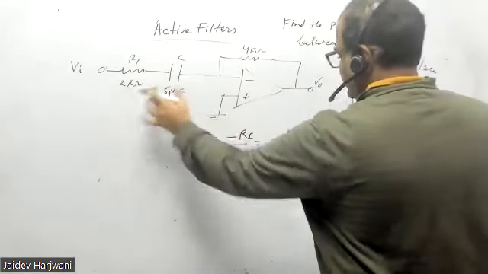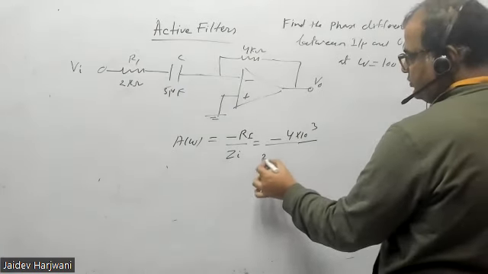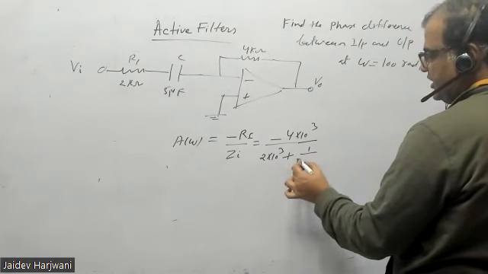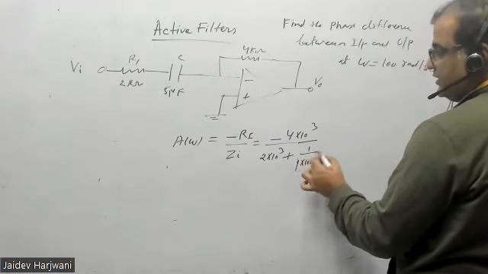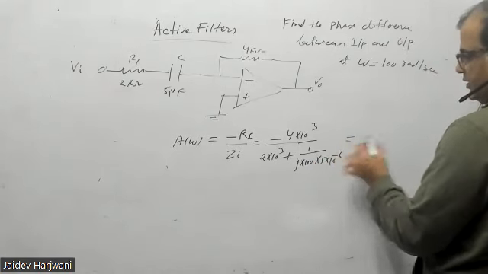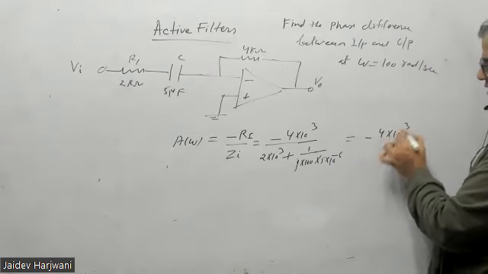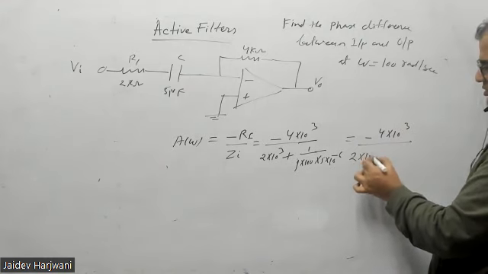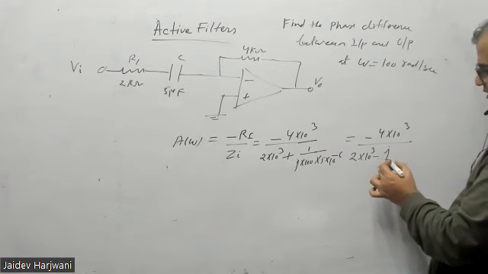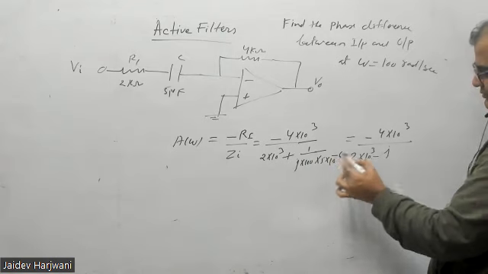Okay, you have to find the ZI. ZI is R1, 2 kilo, plus 1 upon j omega C. Omega is your 100, and C is 5 microfarad. So the gain is minus 4 into 10 raised to power 3 upon 2 into 10 raised to power 3 plus 1 upon j times 100 times 5 microfarad, which is 10 raised to power 4.